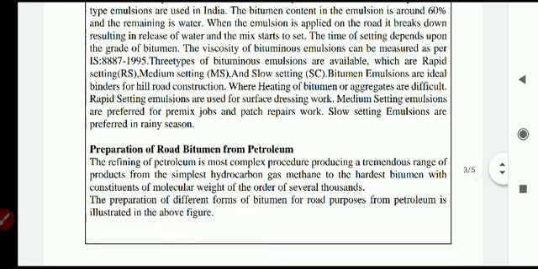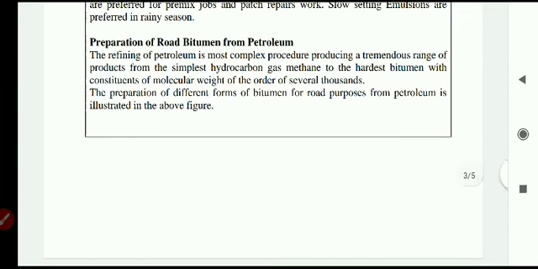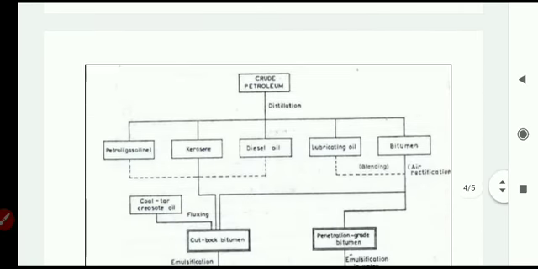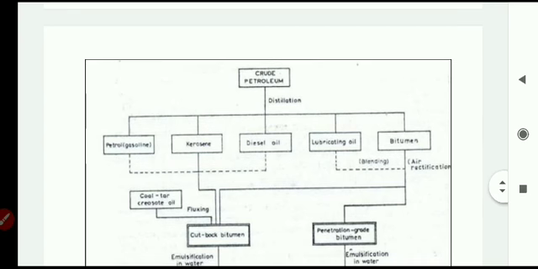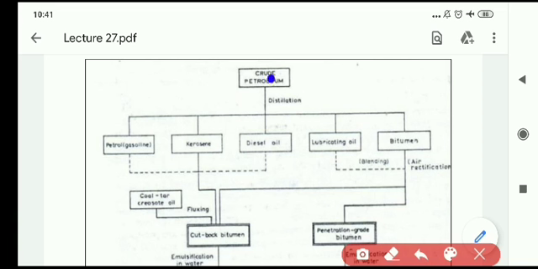Okay. So the preparation of road bitumen from petroleum, that I have explained a few minutes back. First, crude oil from the petroleum well is stored in the field storage tank. Later it is transferred to the pumping unit. From the pumping unit, it goes to the processing storage tank, and from there to the distillation unit, where the distillation process takes place.